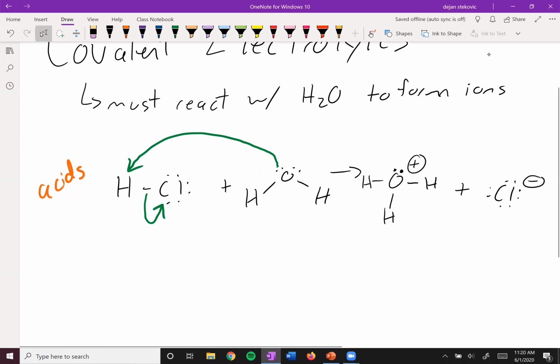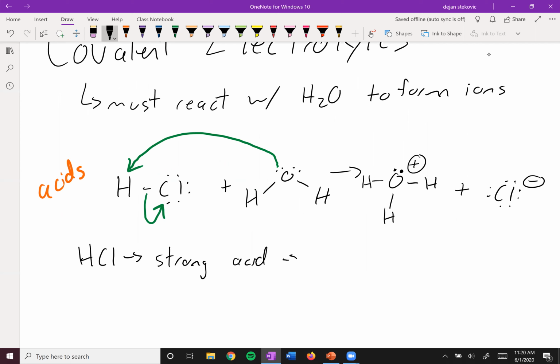And so since HCl is what's known as a strong acid, strong acids basically completely react, completely give up all their H pluses. It will also act as a strong electrolyte.